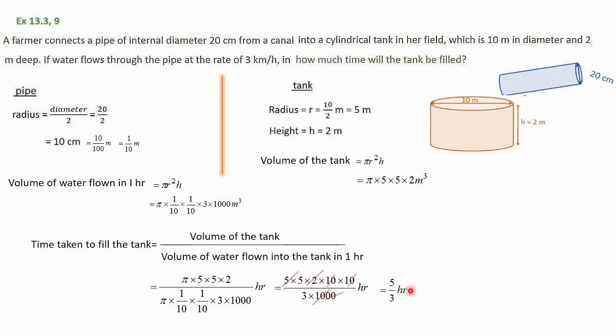So this is not in a proper format. So we will change this hour into minutes. That is equal to 5 by 3 into hour into minute conversion is multiply by 60. So 5 by 3 into 60 minutes. Here 3 and 60 we can cancel. Then we will get 20. 3 2s are 6. So we will get 20. So 20 into 5 we will get 100 minutes. So the tank will be filled in 100 minutes. So in 100 minutes the tank will be filled.